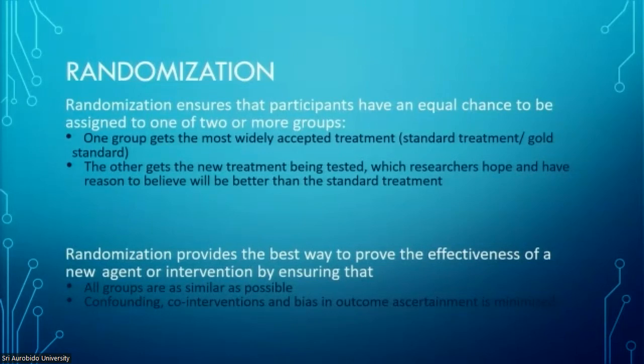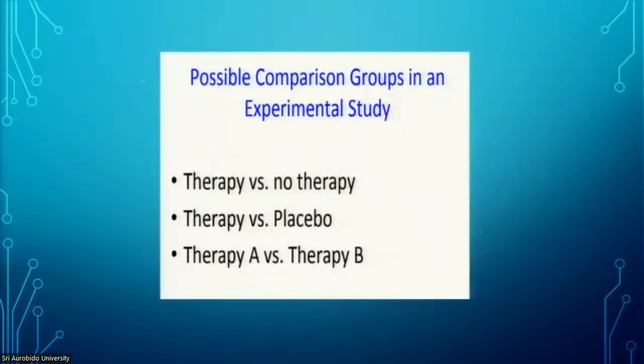Randomization provides the best way to prove the effectiveness of a new agent or intervention by ensuring that all groups are as similar as possible. Of course, there will be some confounding factors, some co-interventions and bias. They have to be minimized in such trials. The comparison groups in an experimental study can be therapy versus no therapy. एक group को आप दवाई दे रहे हो, एक को आप नहीं दे रहे हो.